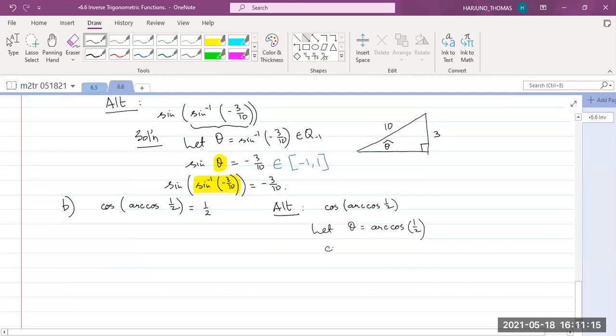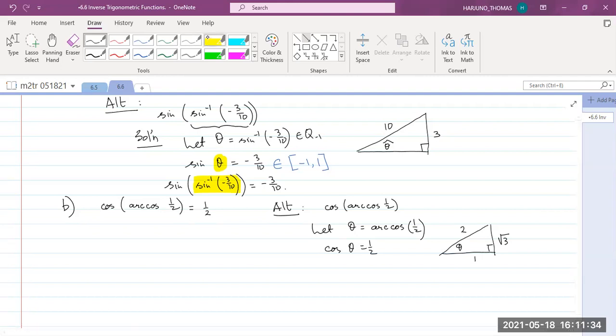So cosine theta is 1/2. I can draw the triangle. If this is theta, and this is 1/2, then this is radical 3. Now what is cosine theta? Notice that theta is arc cosine of 1/2, so cosine of arc cosine of 1/2 is 1/2. So I already answered that question.